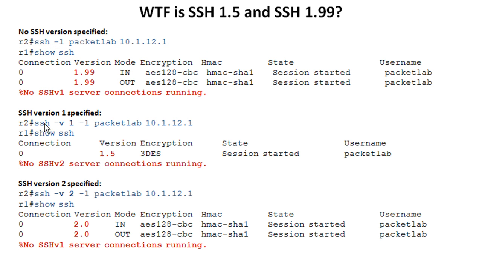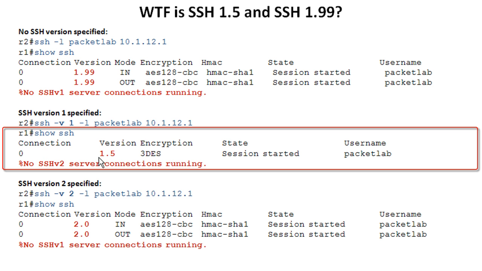So here I'm going to do the same thing, but I'm going to specify to use version 1, and that's that argument there. So a -v lets you specify the version. I'm going to connect to R1, and it's interesting because when you do a show SSH, it shows you slightly different output. It doesn't have all of this, the encryption, the HMAC. Well, it does have encryption, I'm sorry. It doesn't have the HMAC, but I digress. It doesn't show in and out either. What it's showing you is that you're using version 1.5, and as I told you, that means you're using version 1. It tells you that no version 2 server connections are running.